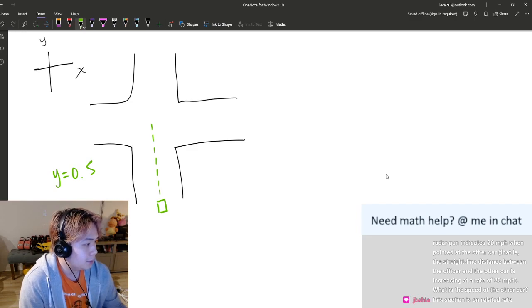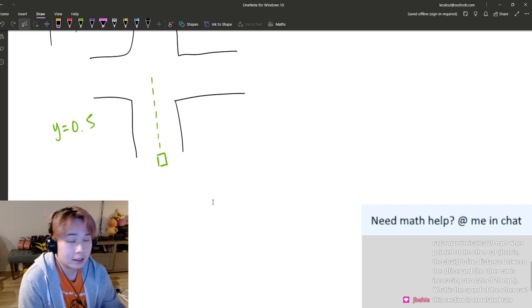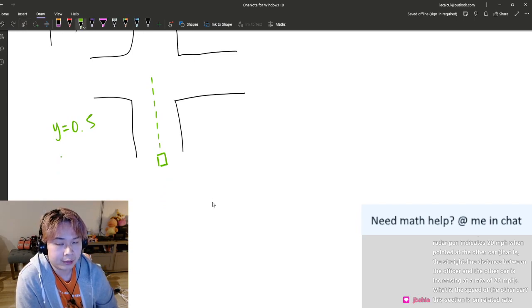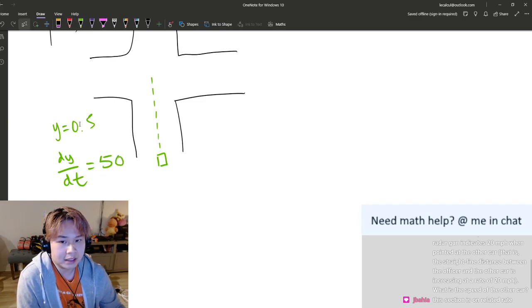Okay, the police officer is half a mile south of an intersection, and he's driving north at 50 miles per hour. So what that means is that the rate of change of him moving north with respect to time is positive 50. And then that means that the distance is negative 0.5 if we consider this to be the center.